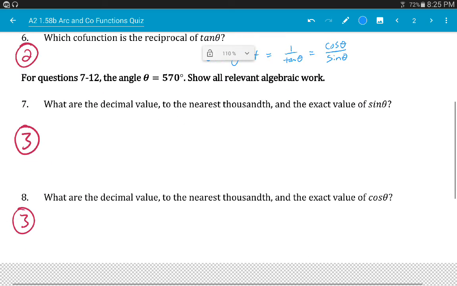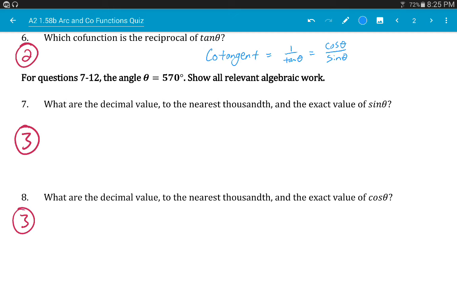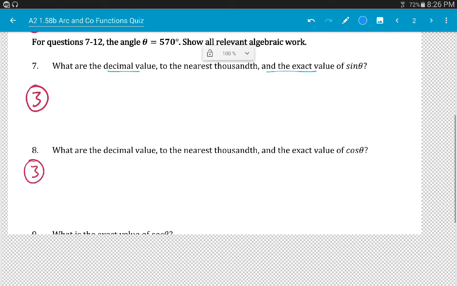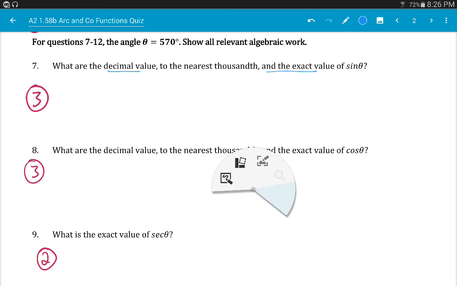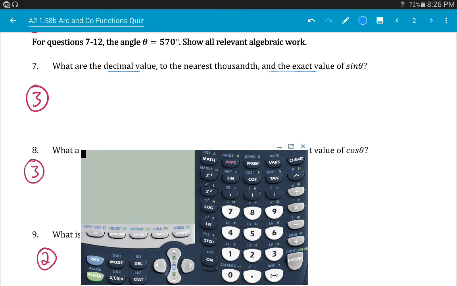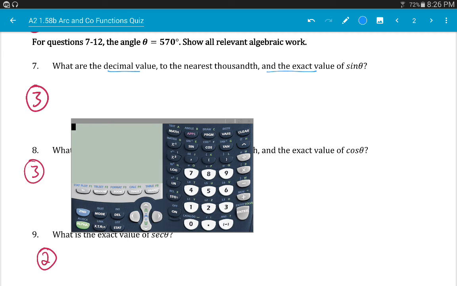Now for questions 7 through 12, the angle on this version of the test is 570 degrees. What are the decimal value to the nearest thousandth and the exact value of sine theta? So I need the decimal value and the exact value. So let's see. I'm going to go to my calculator again. The decimal value of sine of 570. And they say sine theta. Theta is 570. So that's the angle we're talking about here. Sine 570. Negative 0.5. By exact value, I mean fraction. So what is this as a fraction? It's negative 1/2.